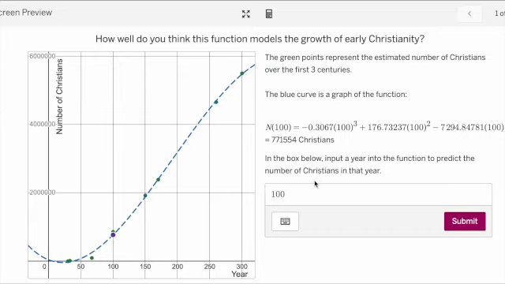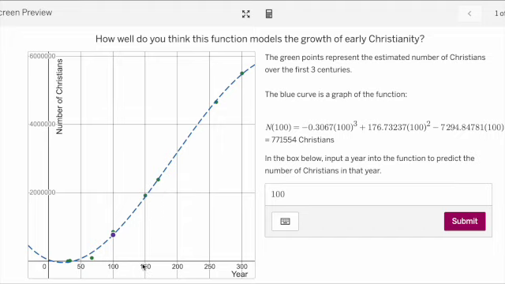If you keep plugging in all these different x values, what you're going to get is this blue curve that's graphed right here. This is the graph of this function. Now here's the amazing thing. When you do that, notice how close this blue curve is to the green points for the number of Christians in the world at those different years in history.